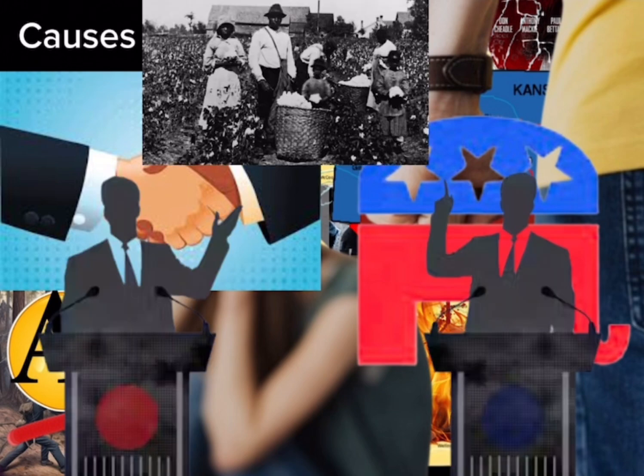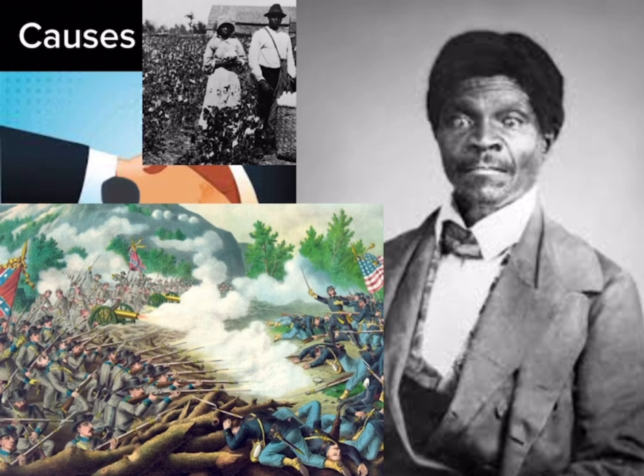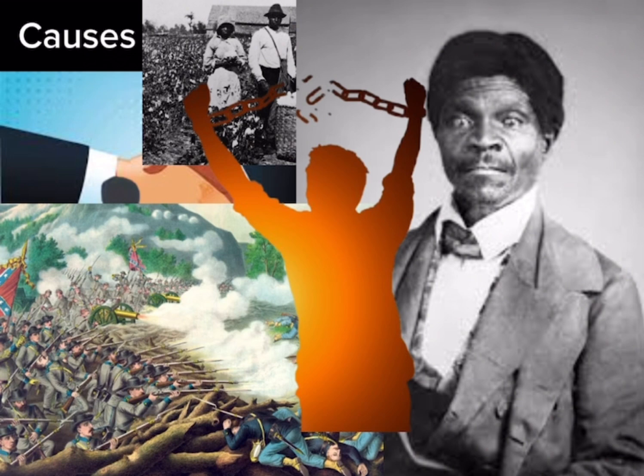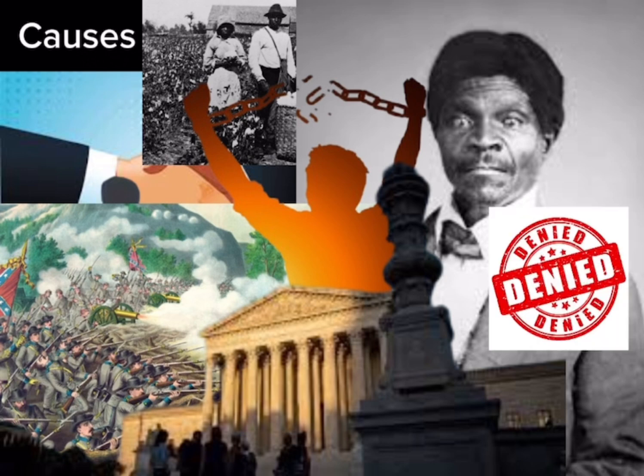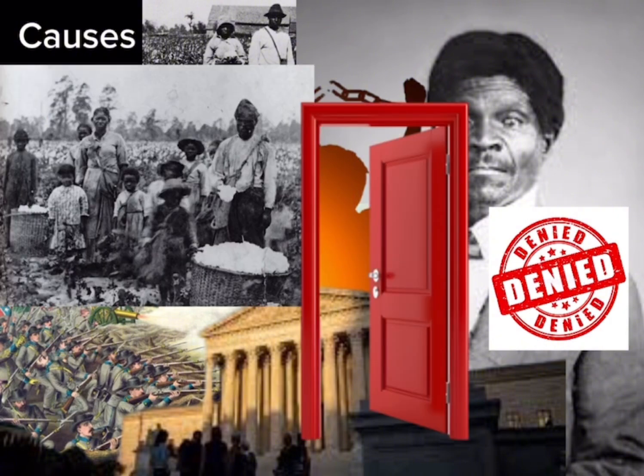Another cause of the American Civil War is the Dred Scott decision. Dred Scott, an enslaved man, sued for his freedom after living in free territories. The case reached the Supreme Court, which ruled against Scott. The ruling declared that slavery could not be restricted in federal territories, effectively opening all territories to slavery.